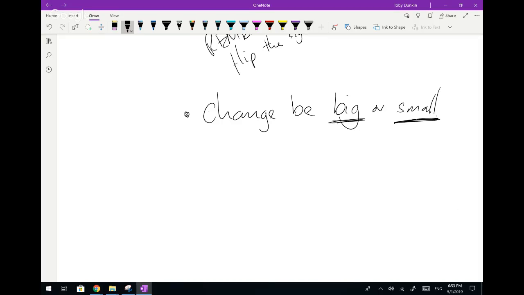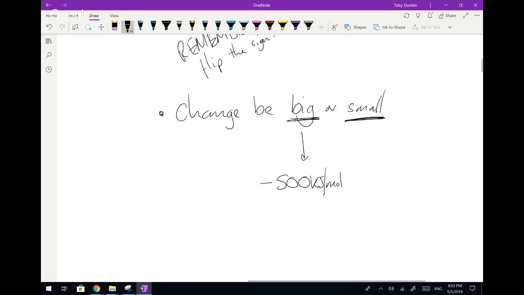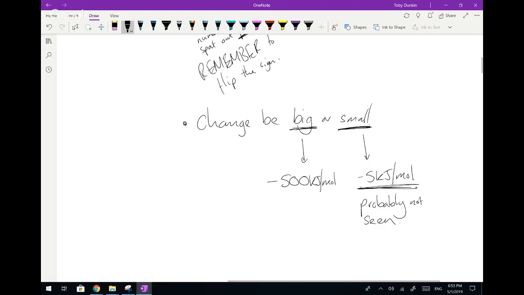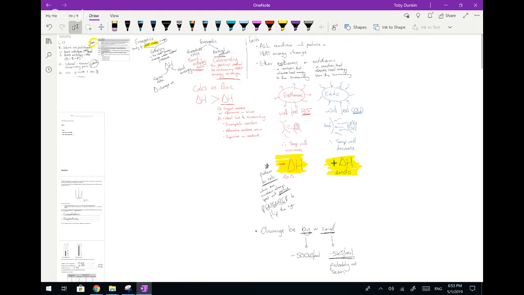Because if you have a big enthalpy change, if you've got a massive minus 500 kilojoules per mole change there, and if I then have a minus 5 kilojoules per mole here, this one will probably not be measurable, probably not seen, because it's such a small value, and because heat is lost so readily in the environment that a small heat change becomes almost impossible to measure. And again, those questions appear regularly at GCSE.